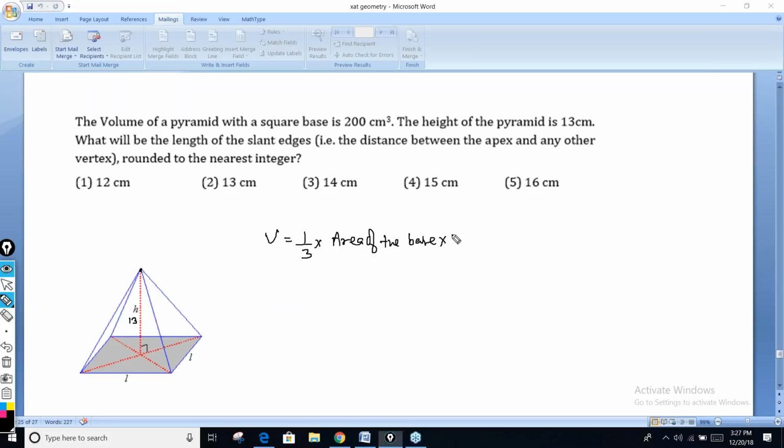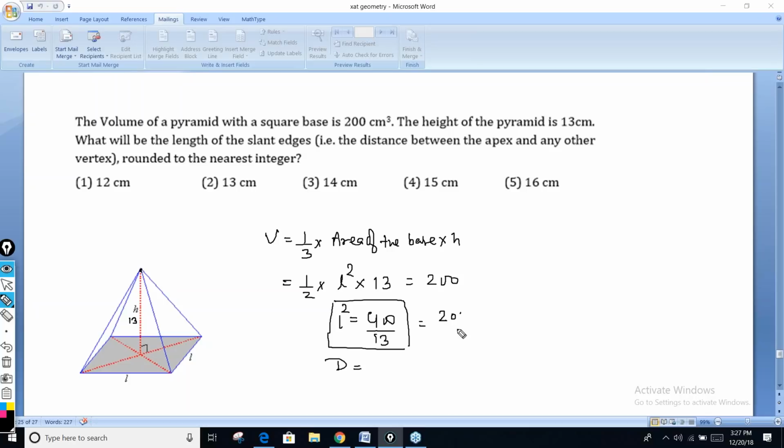I'm sure you know that. So area of the base is side square, and height is given as 13, and the volume is given as 200. So from here we get the value of L square, that is 400 by 13. That is L square, that is the side, and that is the height. So if that is the side, what is the diagonal? That is 20 upon root 13.